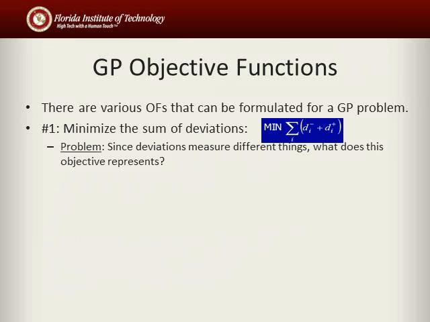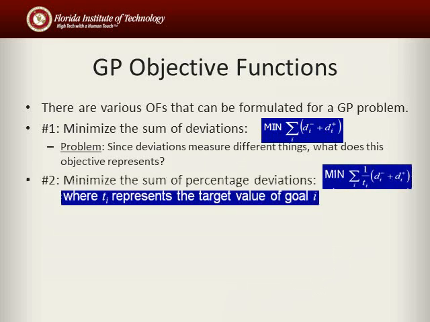But that's typically used in goal programming. That's one of the commonly used objectives. A second objective could be to minimize the sum of percentage deviations. What we're trying to do here is get everything into a single unit. In this case, you get everything into percentages, so that will give you a little bit more targeted information.